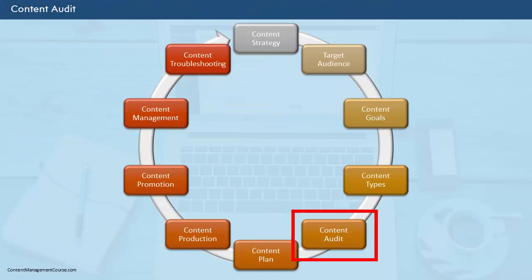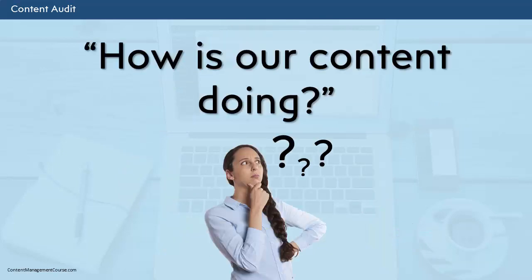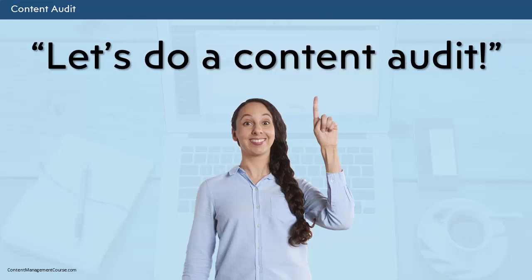Up to this point, the focus has been to get our thinking organized so we know who we're going to be creating content for, what types of content we'll be creating, and what we want to achieve with our content. Now it's time to take stock of where we're currently at so we can plan where to go from here. So, how do we go about identifying the types of content that our business is currently producing? The best way is by doing a content audit.